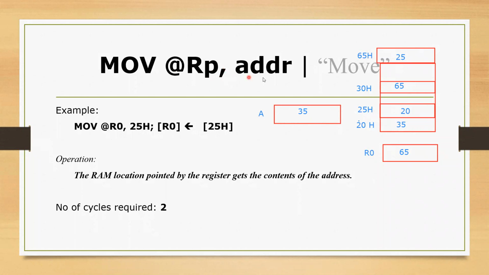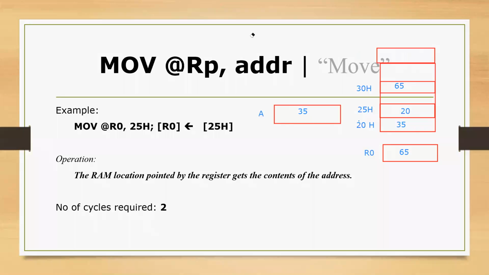Move @RP comma address, that is to the location pointed to by the register R0, we are moving the content of an address. So this is the source and this is the destination. From the source, that is the 25 hex location, we are copying data to the location pointed to by the register R0. The destination is the location 65. So to the 65 hex memory location, we are copying data from the 25 hex location.